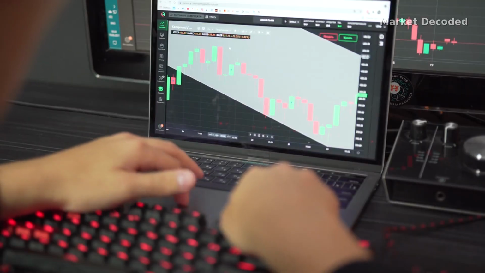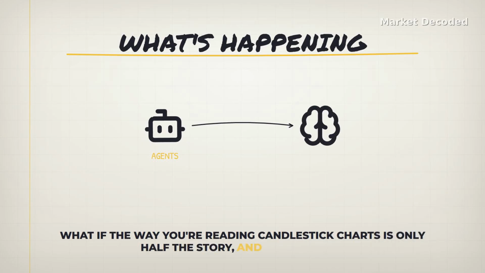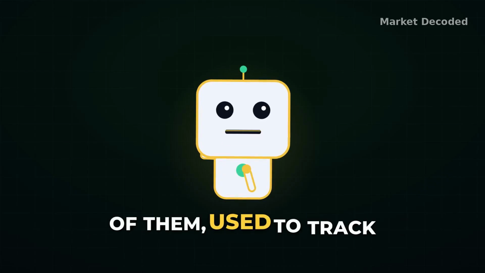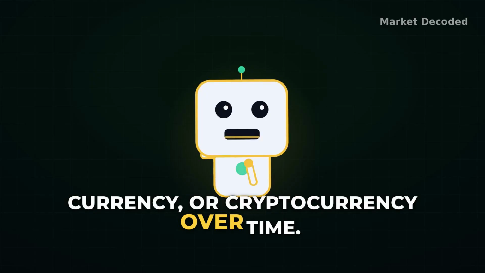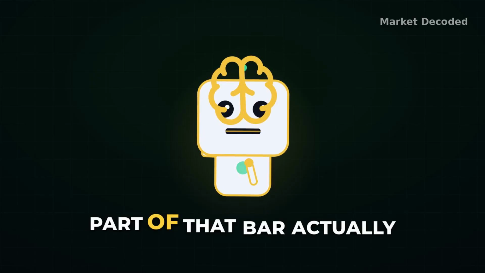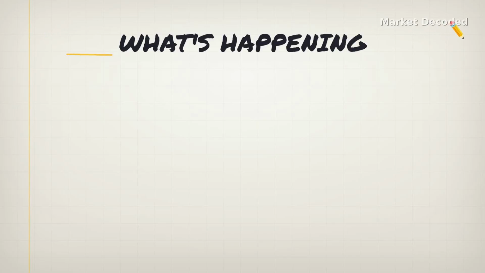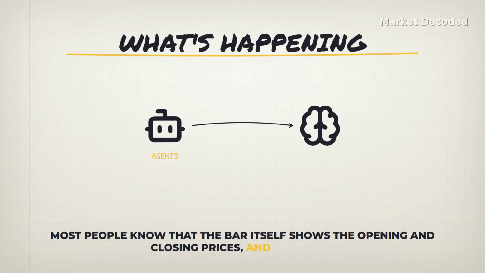What if the way you're reading candlestick charts is only half the story, and there's more to these graphs than meets the eye? You've probably seen them before. Those rectangular bars with lines sticking out of them, used to track the price of a stock, currency, or cryptocurrency over time. But have you ever stopped to think about what each part of that bar actually represents? Most people know that the bar itself shows the opening and closing prices, and the lines, or wicks, show the highs and lows. But that's just the surface level.